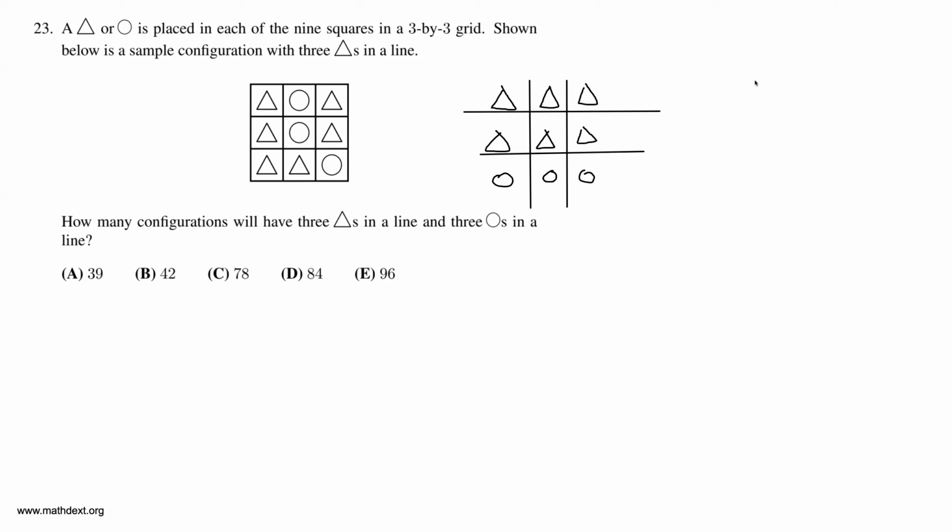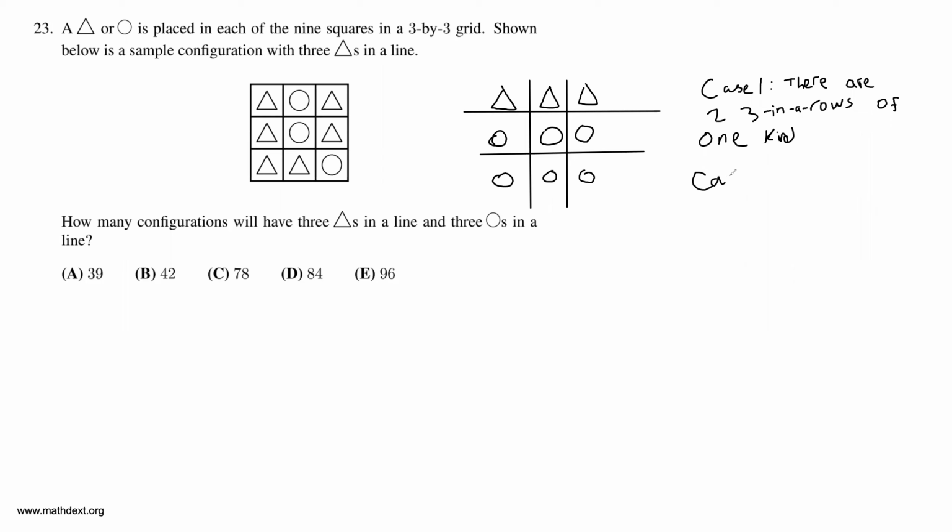So what we are going to do is split this problem into 2 cases. Case 1 will be there are two 3 in a rows of one kind and one of the other. There are 2 3 in a rows of one kind. And remember, it doesn't just have to be triangles. For example, if you have this middle row be circles, then you'd have 2 3 in a rows of circles.